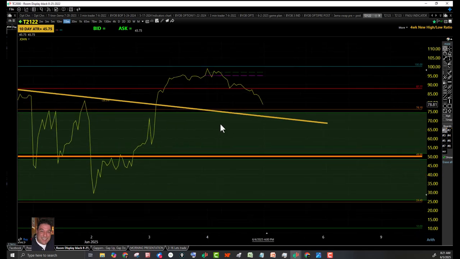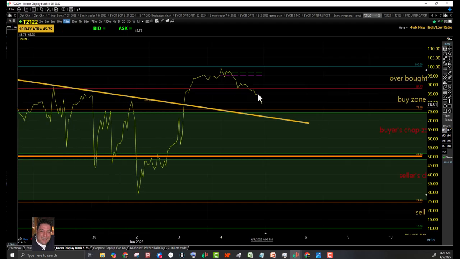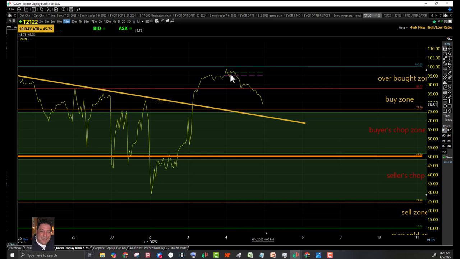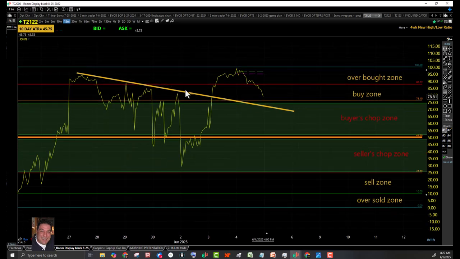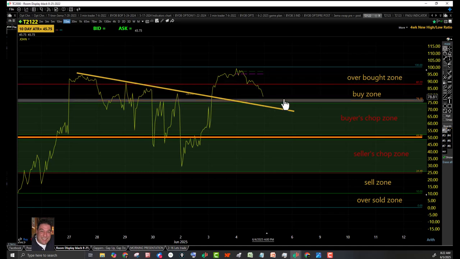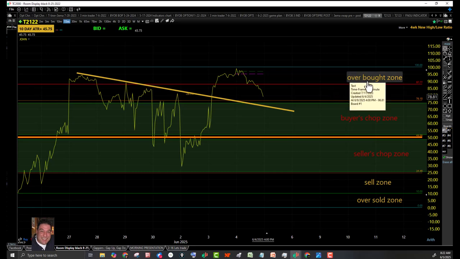T2122, this is the 4th. We spent the day camping out. We had breakfast here in the overbought zone, then we went to lunch inside the buy zone. That's it. We broke the downtrend line right there. That was nice. Hopefully, we J-hook off the backside of this downtrend line. We'll see what happens. That would be price dips in the buyer's chop zone and then J-hooks back to the buy zone and eventually to the overbought zone.